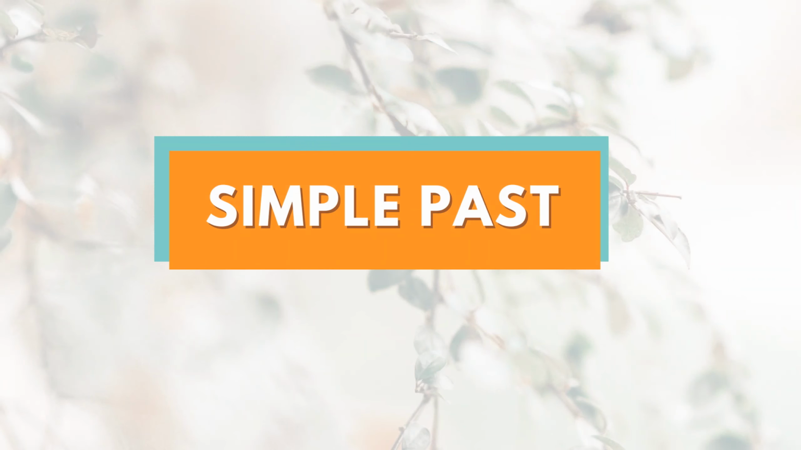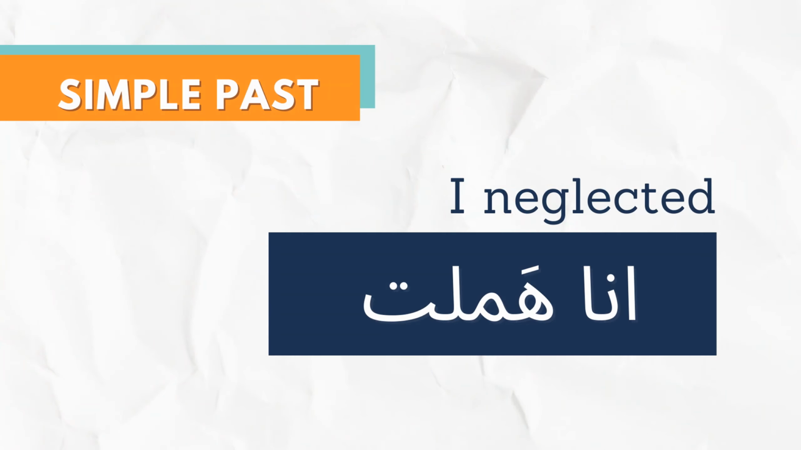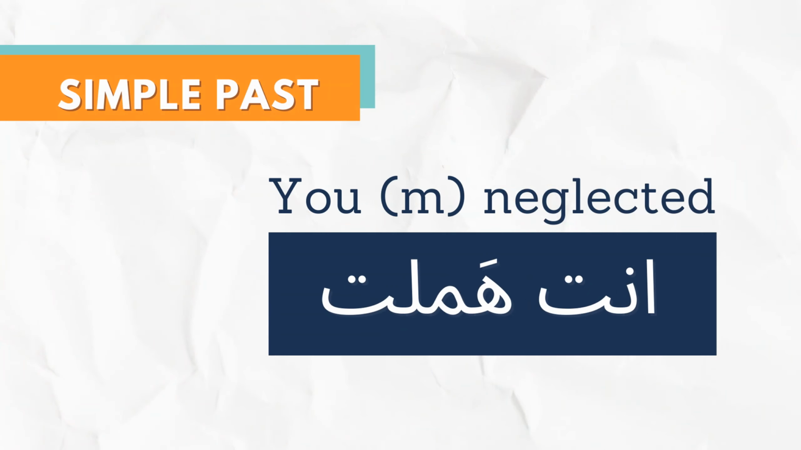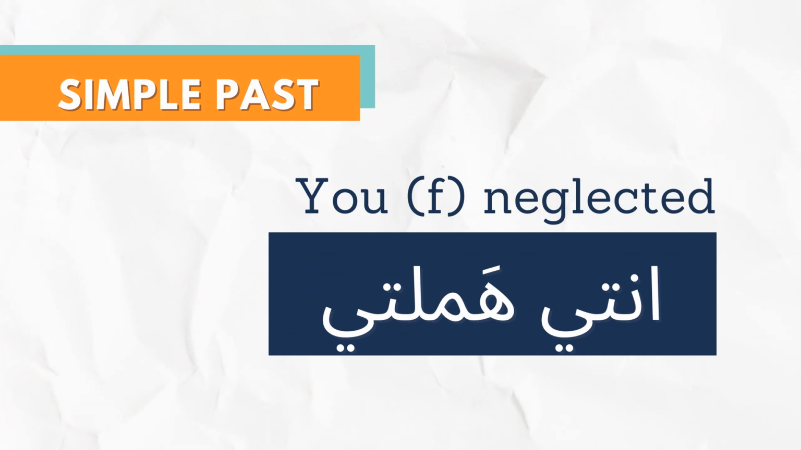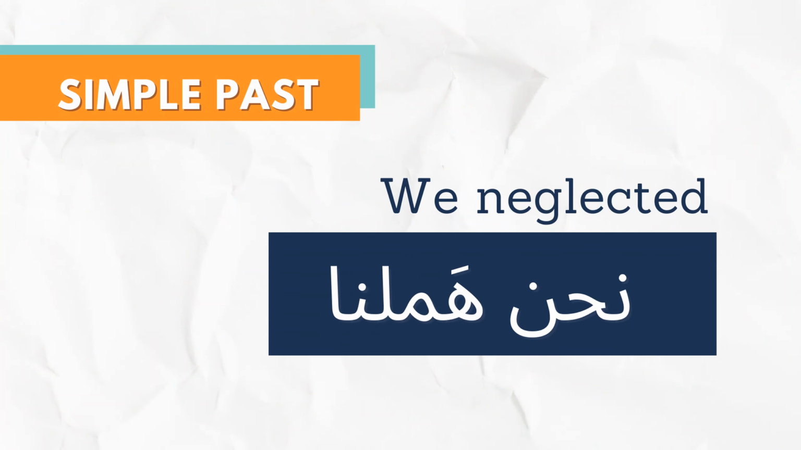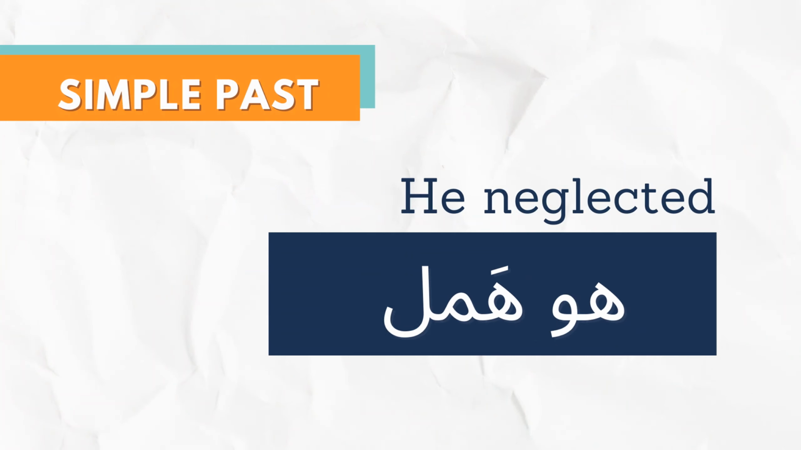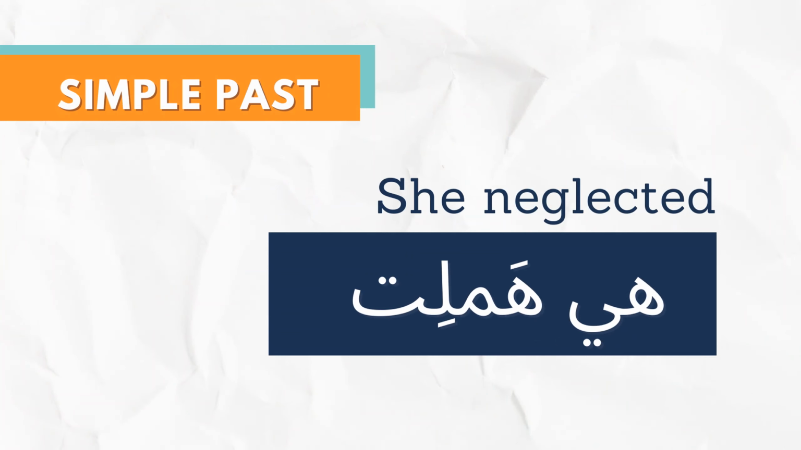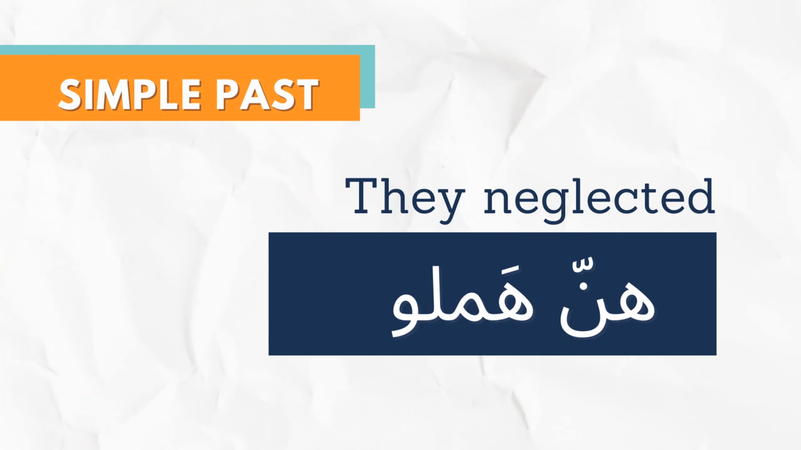Let's see how we conjugate the verb in the simple past. أنا هملت، أنت هملت، أنتي هملتي، أنتوا هملتوا، نحن هملنا، هو همل، هي هملت، هنن هملوا.